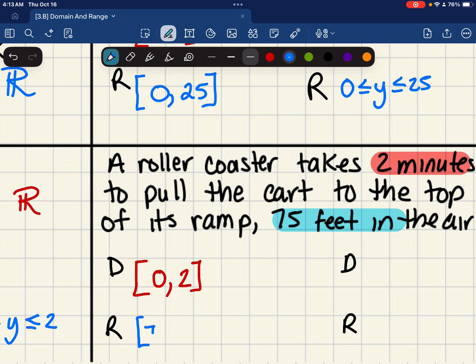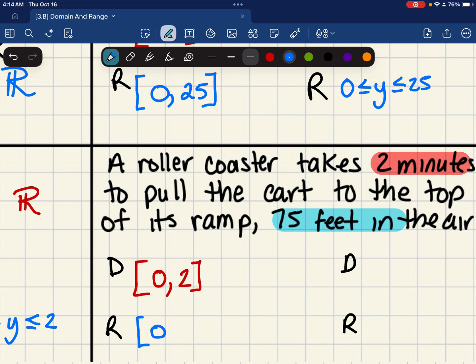Now, if this was a roller coaster that started underground, I don't know, like, in Disney World, doesn't Space Mountain start underground? I don't actually know. It's been over 20 years since I've been to Disney World. But, or Disneyland. But I think, if it started underground, that could be a negative number. Oh, Miss Caswell.